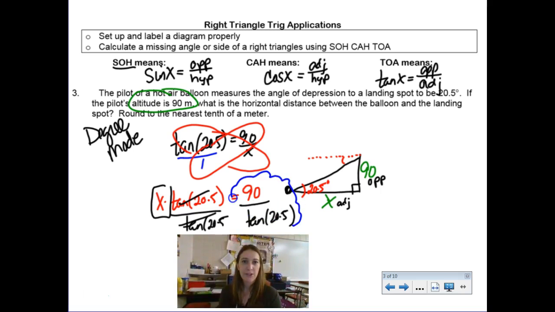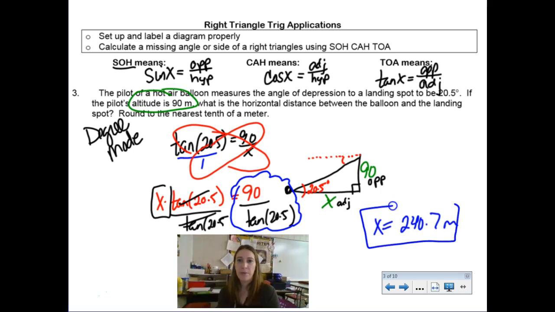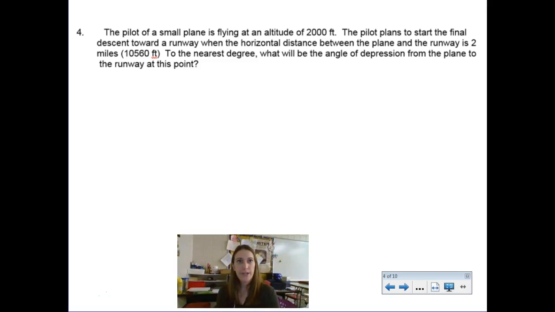So typing this in my calculator, I already typed it. I got 240.7. It's the label meters. So I'm going to be looking for a diagram that is all filled out appropriately. I'm going to look for a trig function that matches the diagram, and then obviously the right answer.